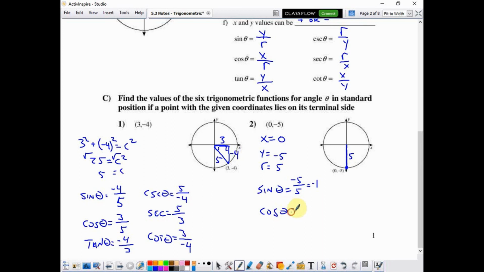Cosine theta, back here in the first one, is adjacent over hypotenuse, or x over r. So it's the x value over the radius, 0 over 5, and that's 0. Tangent theta is opposite over adjacent, that's y over x. Y over x is -5 over 0, and division by 0 is undefined.